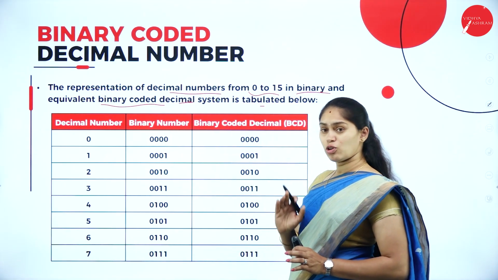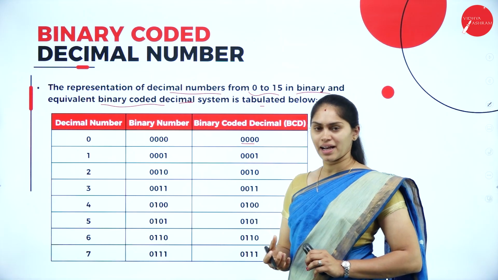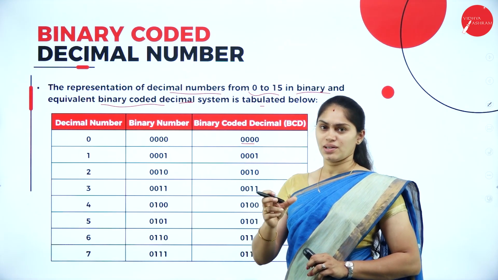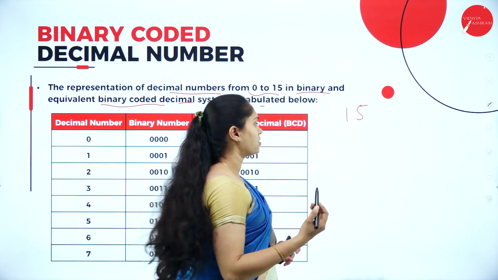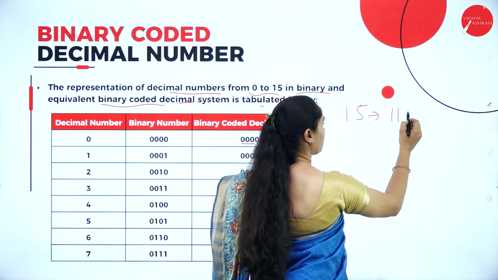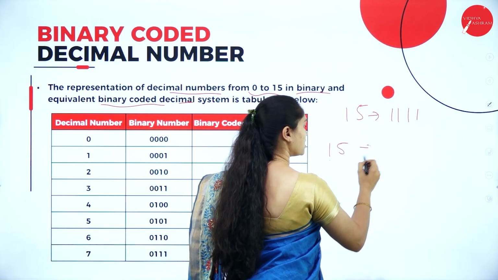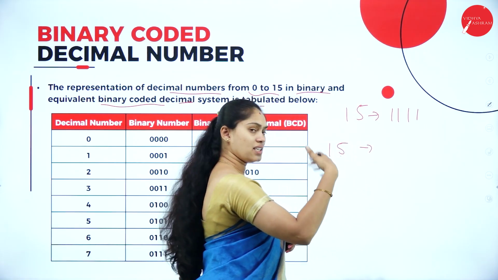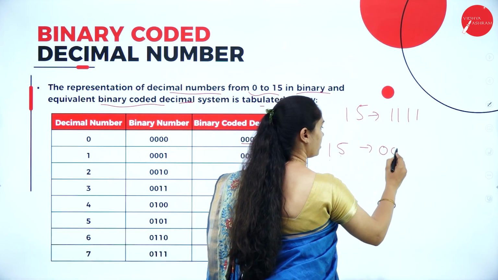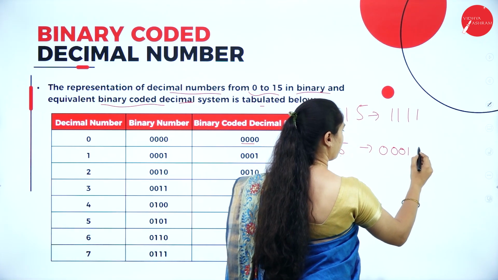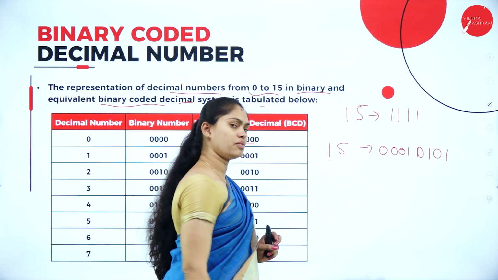The binary system and the binary coded decimal system are not the same. We use a 4-bit binary number to represent each digit. For example, if it is 15, in binary it becomes 1111, isn't it? But in BCD, the 1 is represented with its own 4-bit code, and the 5 is separately represented with another 4 bits. So for 1 it will be 0001. How do we represent 5? That will be 0101. In this manner we represent it.